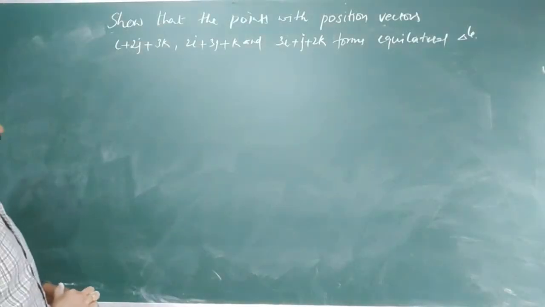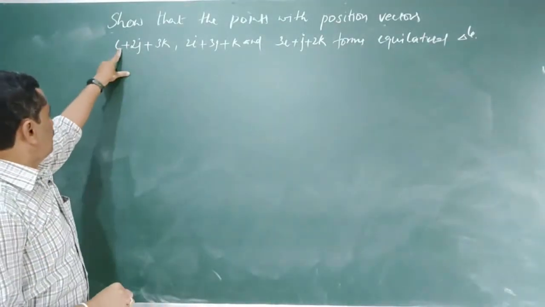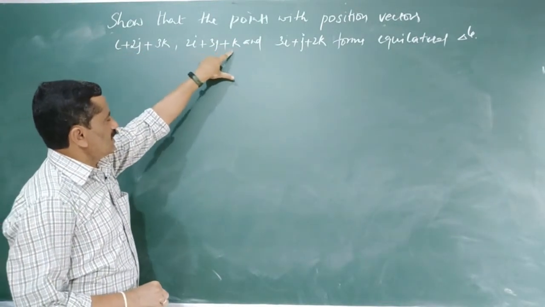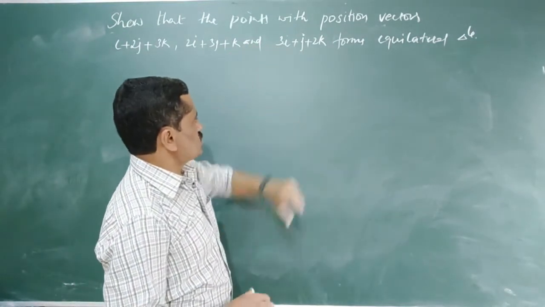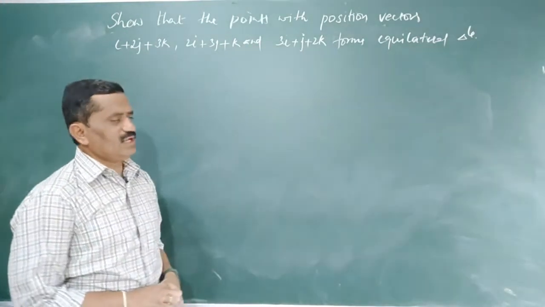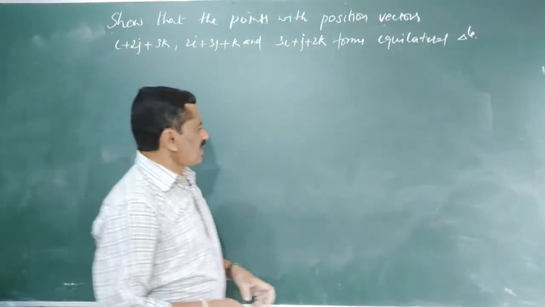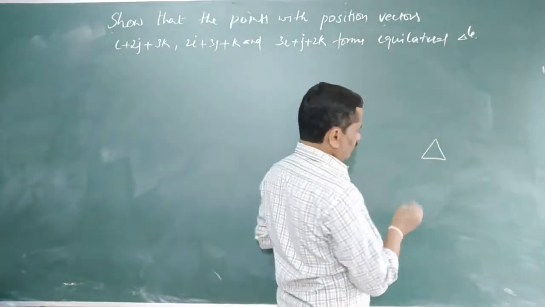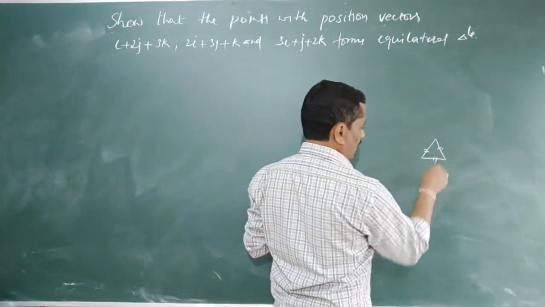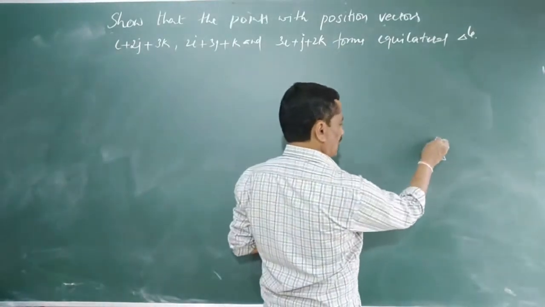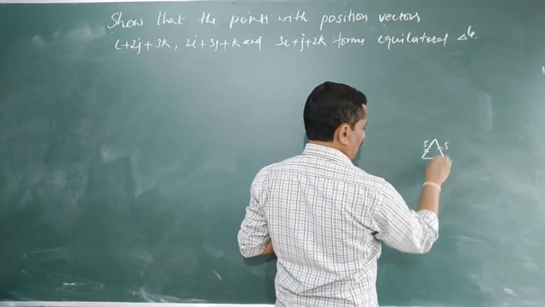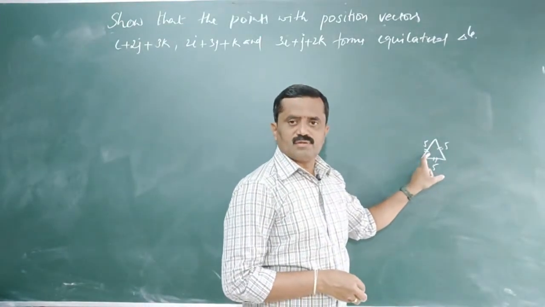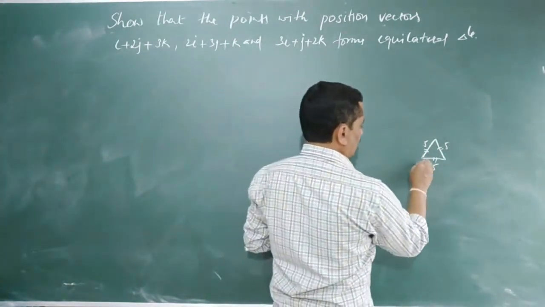Next we have to show that the points with position vectors i plus 2j plus 3k, 2i plus 3j plus k and 3i plus j plus 2k form an equilateral triangle. So what is an equilateral triangle? Any triangle is said to be equilateral if all the sides of the triangle are the same. That is, if the length of this side is 5, then this must be 5 and this must be 5 units. Then such a triangle is called an equilateral triangle.